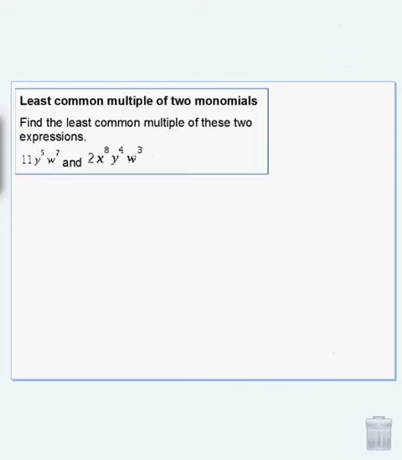For our next example, I'm going to skip the factor tree because I have two prime numbers, 11 and 2. If you have prime numbers, they don't have any factors in common, so you just multiply them together. So my least common multiple is going to be 22.